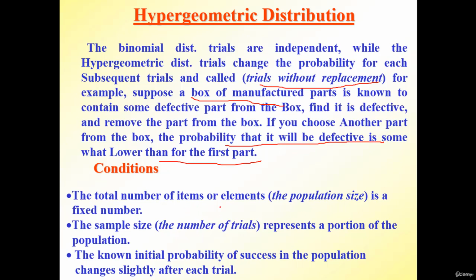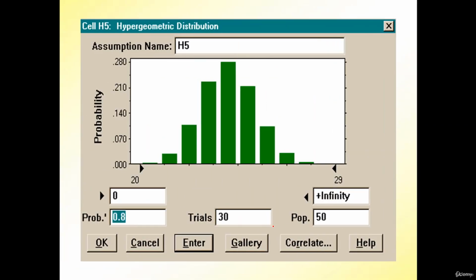The total number of items or elements, the population size, is a fixed number. The sample size, the number of trials, represents a portion of the population. The initial probability of success in the population changes slightly after each trial. You have a change in the probability of success itself. Also, it is discrete. Here is the number of trials, the probability of occurrence, and the probability.